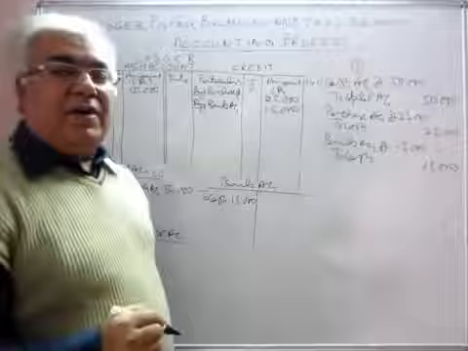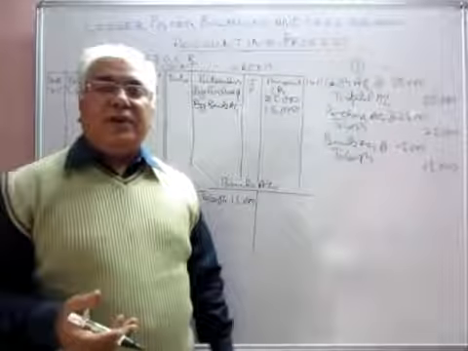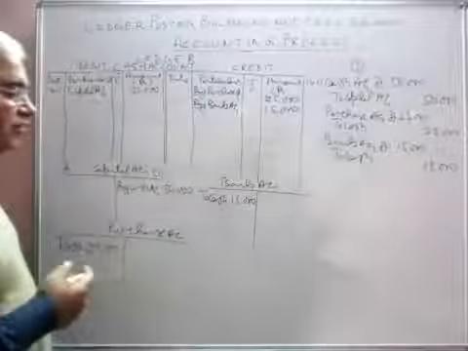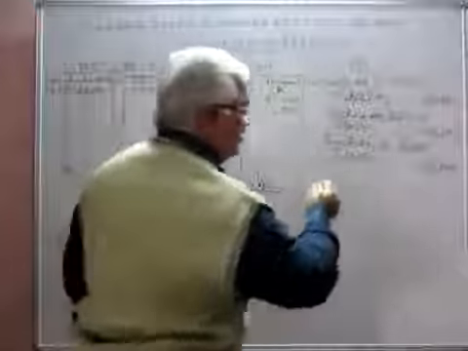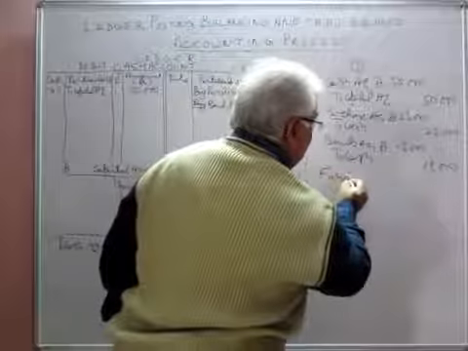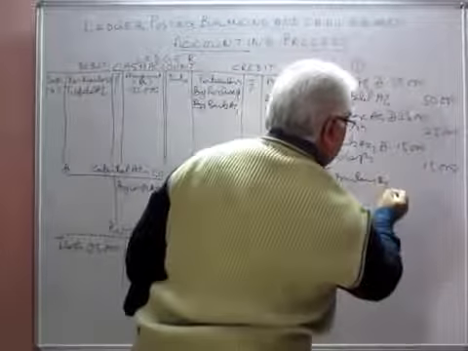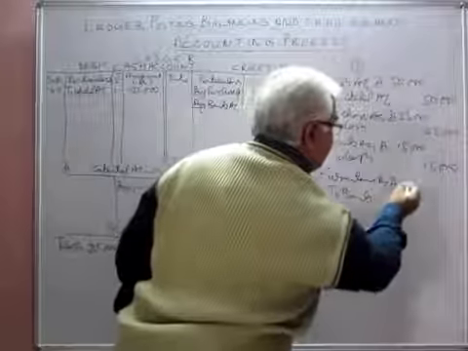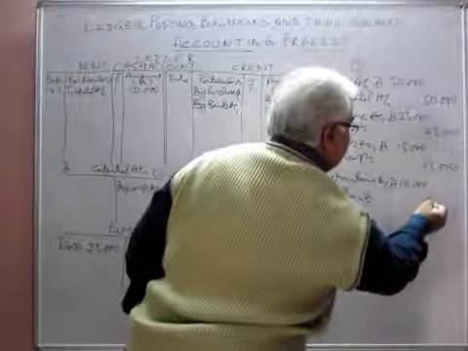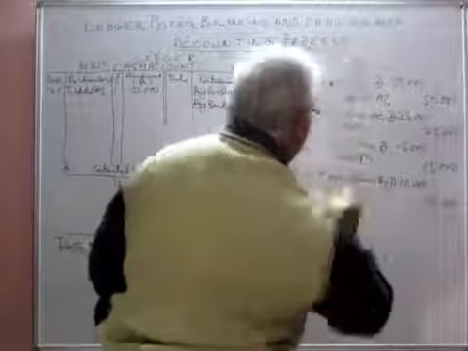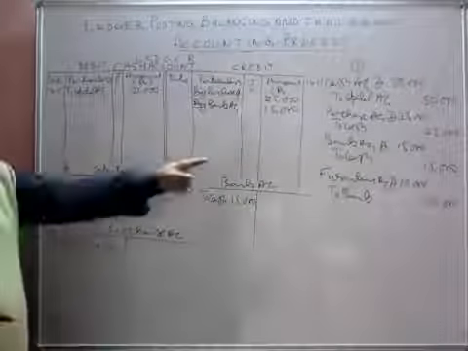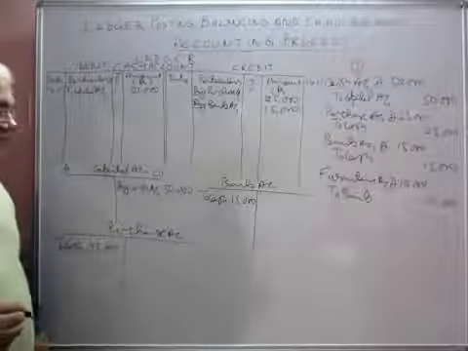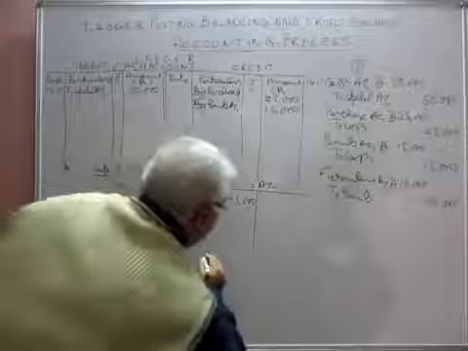Our next entry is we buy furniture through check, that is through bank, for say 10,000. So what will be our entry for that? Furniture account debited to bank 10,000. Now you see, in this case, furniture account is being debited and bank account is being credited. So we will open furniture account here.